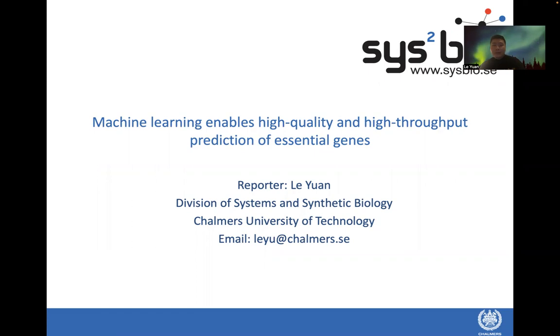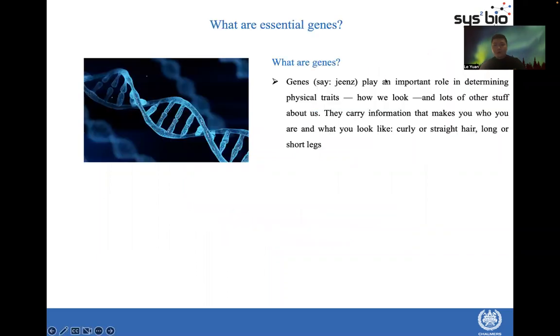Today, my topic is about machine learning enabling high quality and high throughput prediction of essential genes. So firstly, what are genes? Genes play an important role in determining physical traits. They carry information that makes you who you are and what you look like. For example, whether your hair is curly or straight, whether your leg is long or short. This is basically a picture of genes.